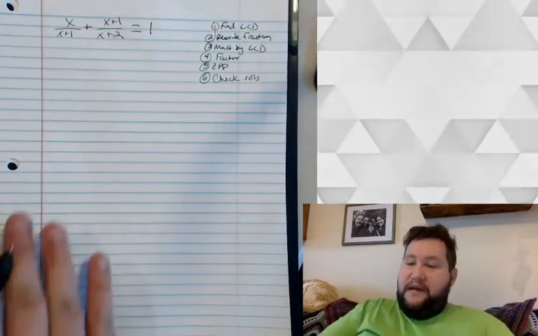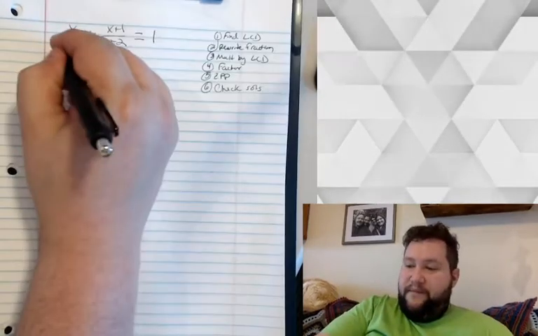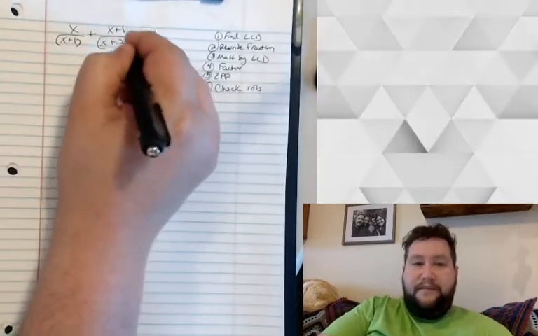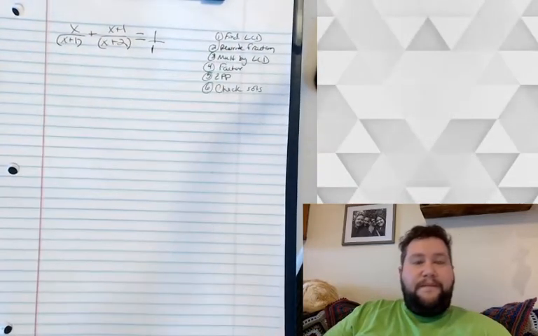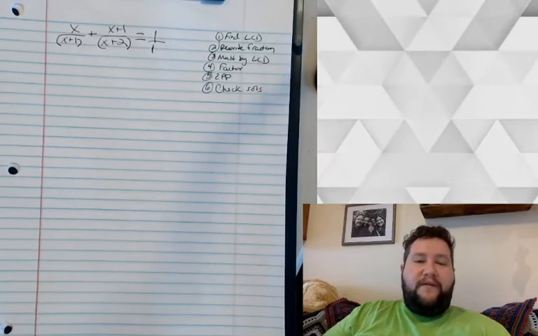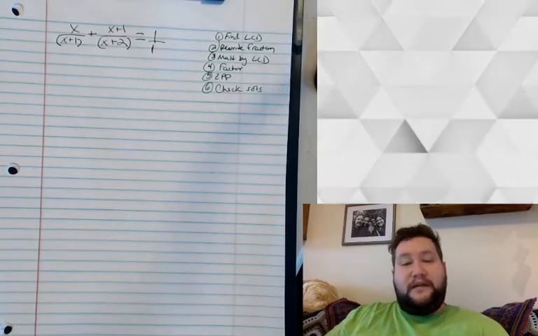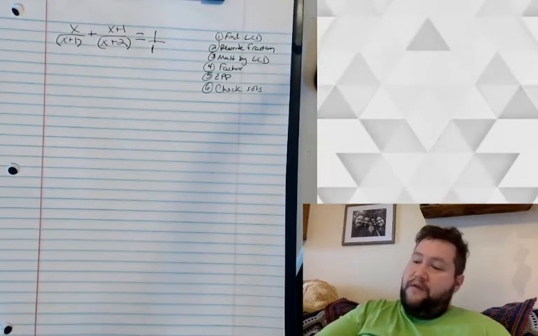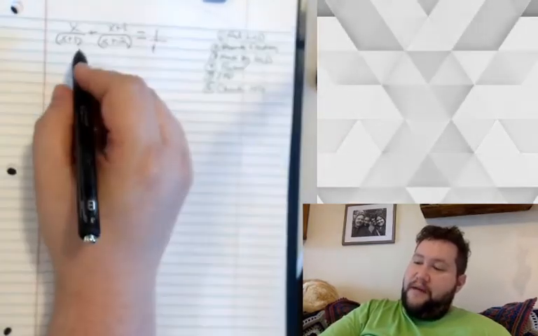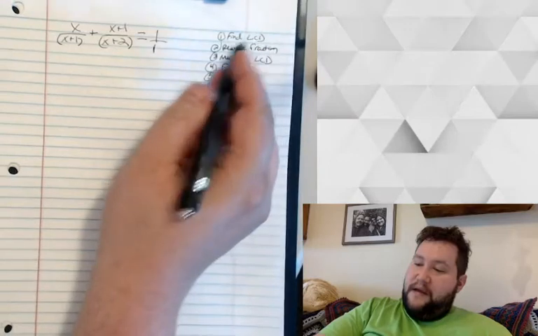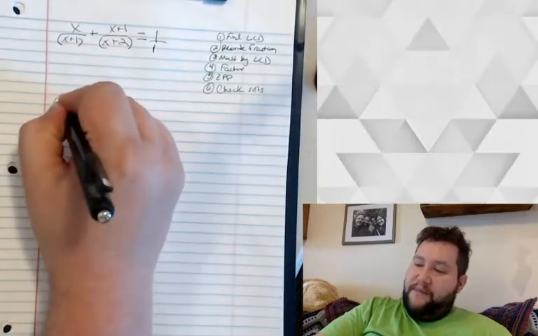So our LCD needs to have an x plus 1 and an x plus 2 in it. And this in the denominator is really just 1 over 1. And so it also needs to have a 1. But when you multiply anything by 1, it doesn't change. So we'll rewrite our fractions, so our least common denominator is x plus 1, x plus 2.